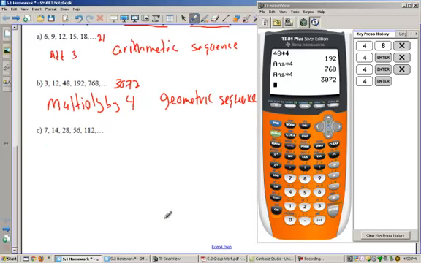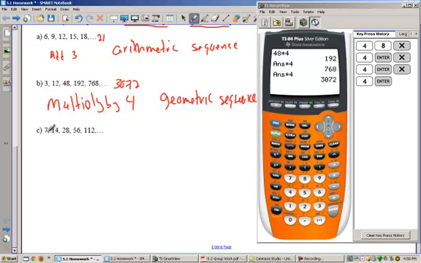And then this last one here, I have 7, 14, 28, 56, and 112. So I can check if it's arithmetic if I add. So if I add 7, I get 14. If I add 7 to that, I do not get 28. I get 21, so I know I'm not adding.